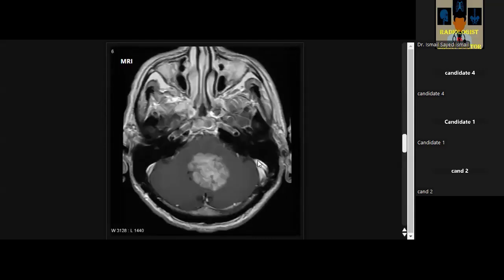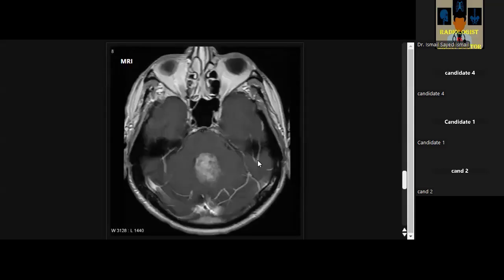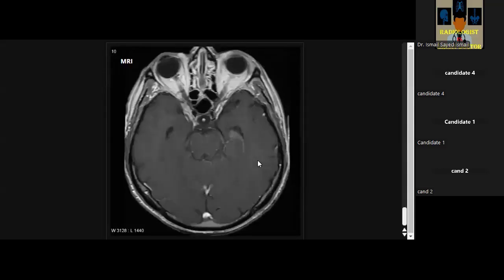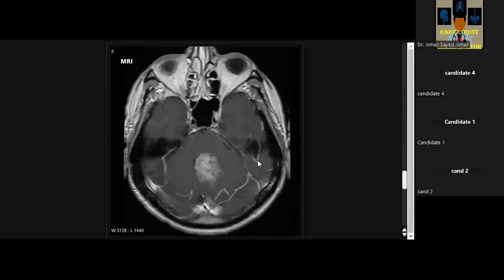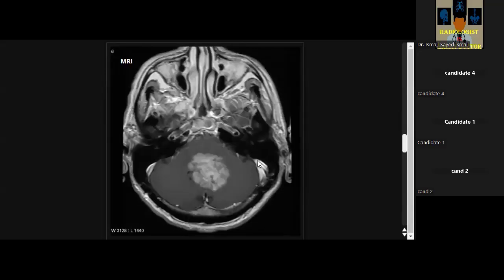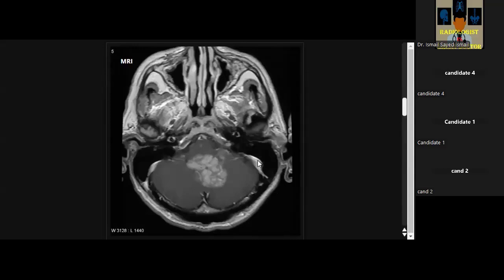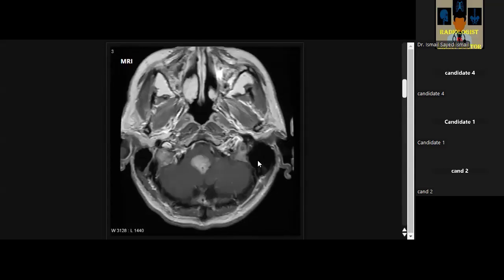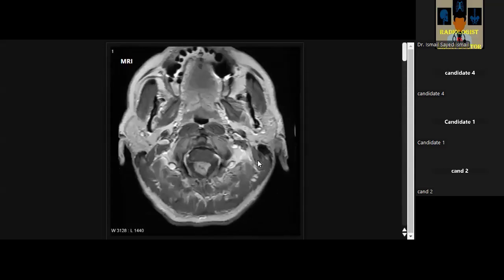Now I'm looking at the post-contrast images. I can see that this lesion is showing heterogeneous post-contrast enhancement. Now I am looking for any other enhancing area other than this lesion. I cannot appreciate any lesion.